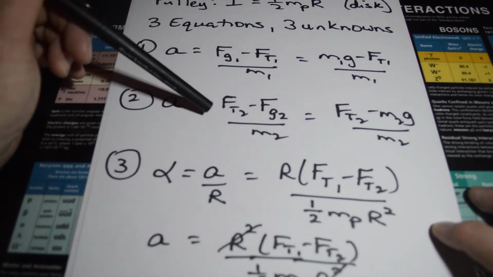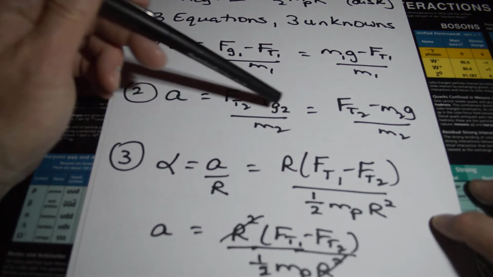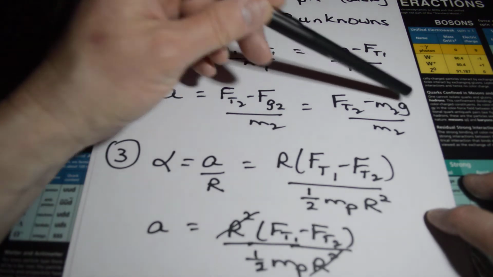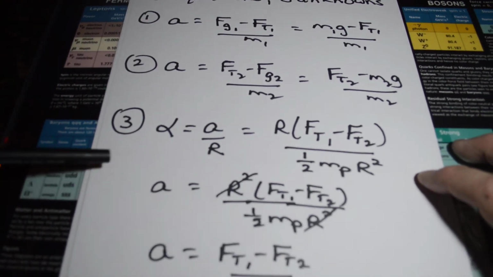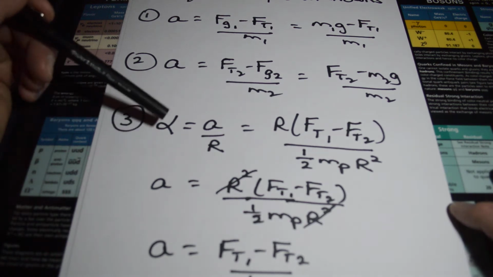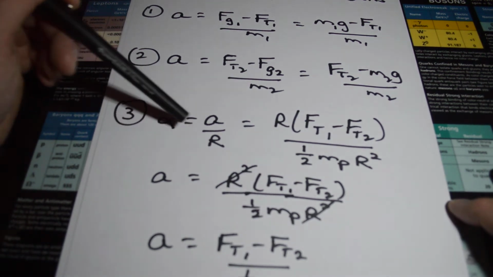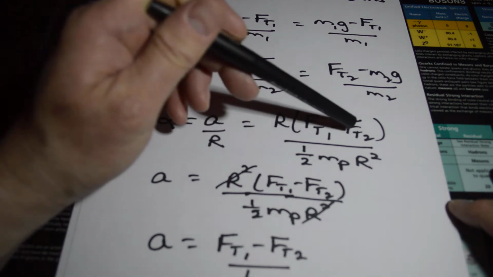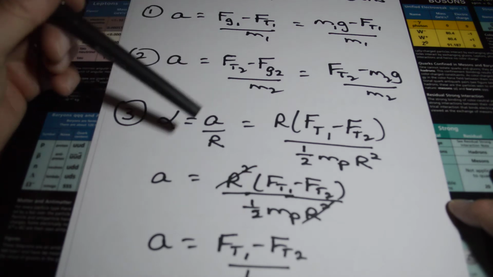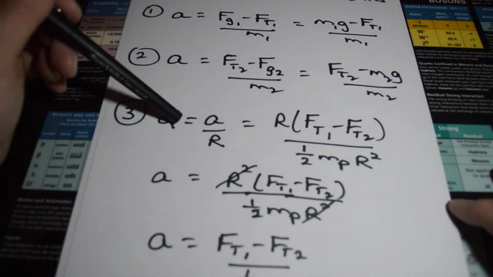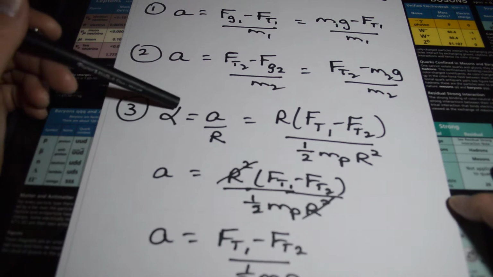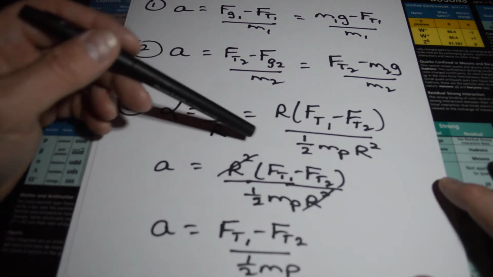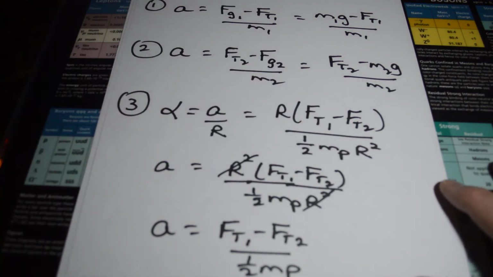The second one is a equals Ft2 minus Fg2 over m2, and I've substituted here for Fg2 as m2 times g. And then the last equation, watch this carefully: alpha equals a over R, where R times the difference in the tension forces. And when we write alpha, remember that that's the sum of the torques over the moment of inertia, but then we're substituting 1/2 mr squared.